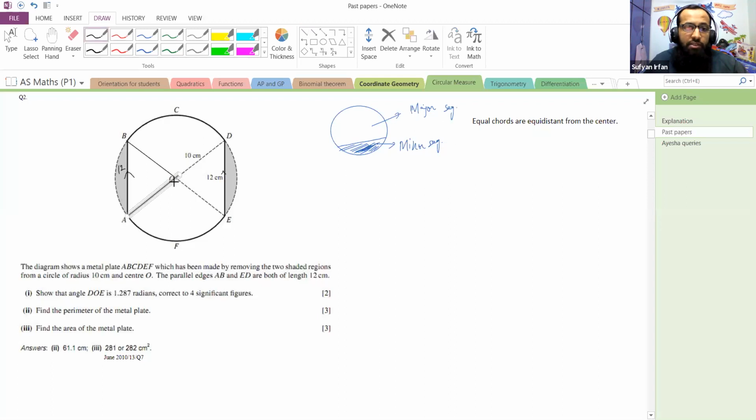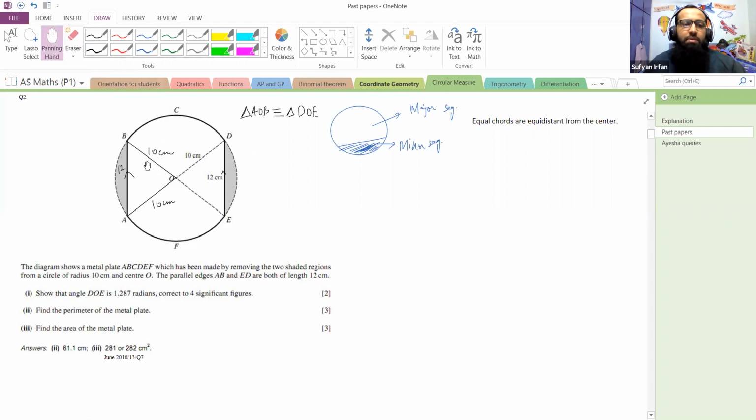So both of them are radius. Now we can see that both of these triangles are congruent triangles. Triangle AOB is congruent to triangle DOE. AOB and DOE are congruent triangles. Why? Because this is 12, this is 10 centimeters, this is also 10 centimeters. So these are congruent triangles.